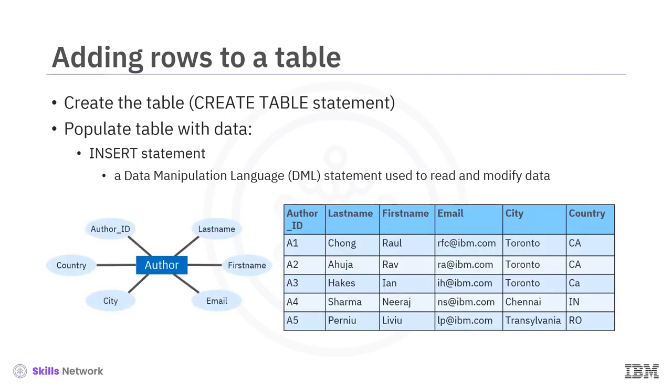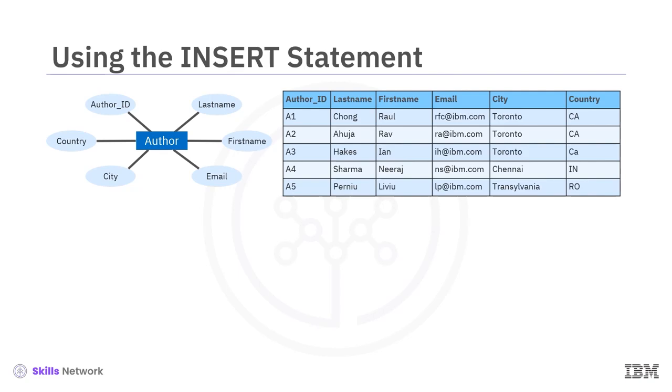Based on the author entity example, we created the table using the entity name, author, and the entity attributes as the columns of the table. Now we will add the data to the author table by adding rows to the table. To add the data to the author table, we use the insert statement.